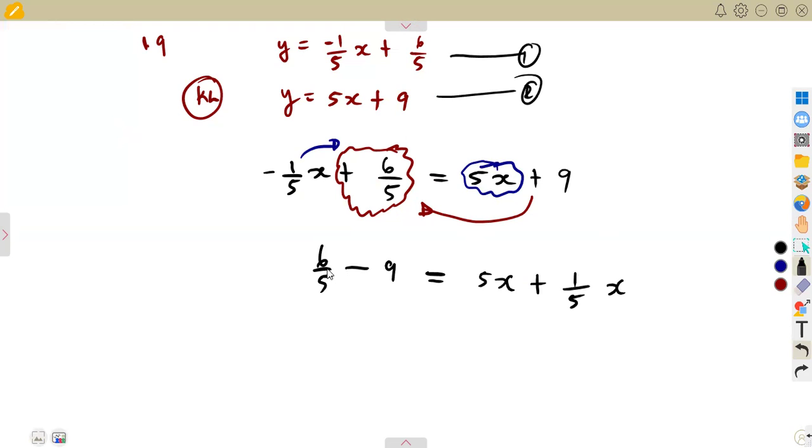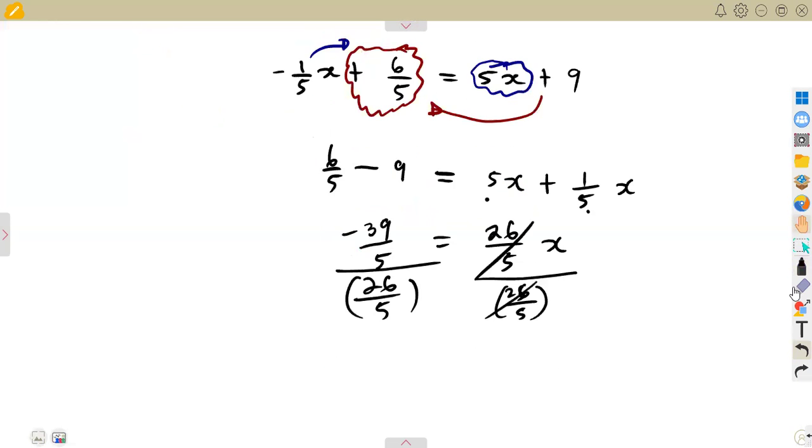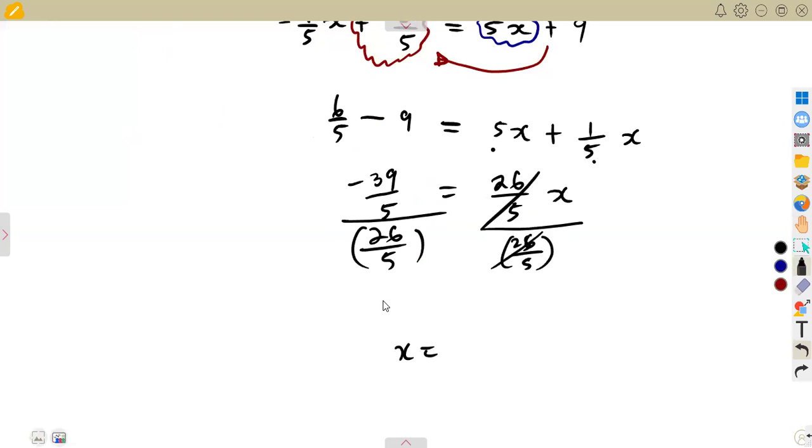So subtracting this, what are we going to have at the end? This will be negative 39 over 5 if you simplify properly on your calculator. Add 5 and 1 over 5, you're going to obtain 26 over 5x. To obtain x, you're simply going to divide both sides by 26 over 5, thus determining the value of x at the point of intersection. The x value is going to be minus 3 over 2 if you divide this properly.